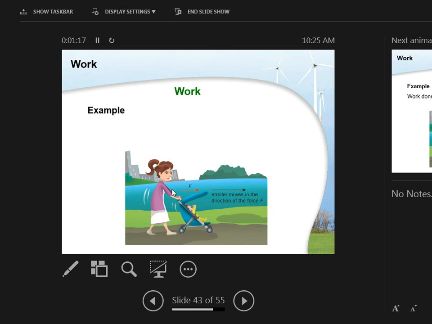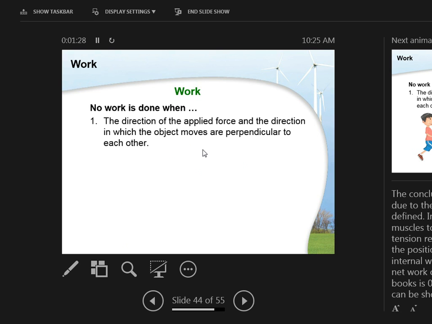So example over here, this lady pushing a stroller. She is exerting a force to the right, it is moving to the right. So there is work done by her. What about the direction of applied force and the direction in which the object moves? They are perpendicular to each other. So earlier on in our worksheet 6b, we saw that the weight is pointing downwards, but it is moving to the right. So they are perpendicular. So when it is perpendicular to each other, there is no work done.